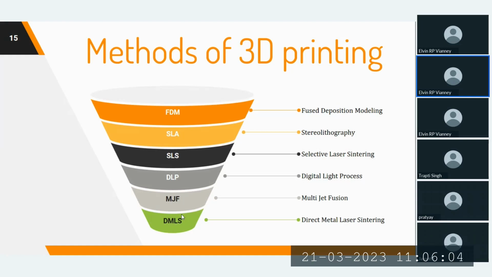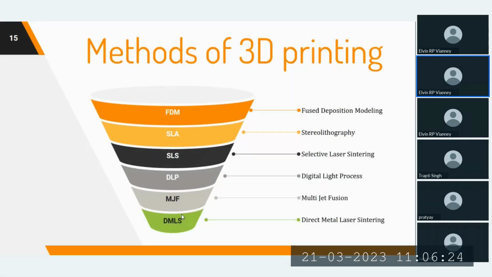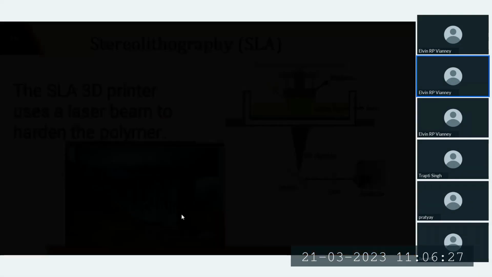So total seven types. Electron beam manufacturing has not been added because it is one of the traditional, very oldest methods. So I have removed it from the content because we are going for the newest approach. That's why. The first one is FDM. Now I'm going to elaborate on the 3D printers.